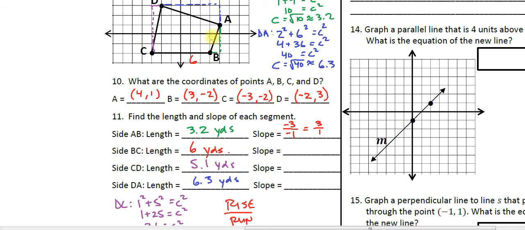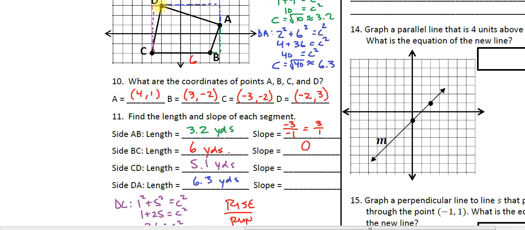Does this line AB or segment look positive to you? Yes. From left to right, this slopes up. It's uphill. It is a positive number, so the slope of AB is 3 over 1. Now, the slope of BC, that's easy. We know the slope of a horizontal line is 0. That one's done.